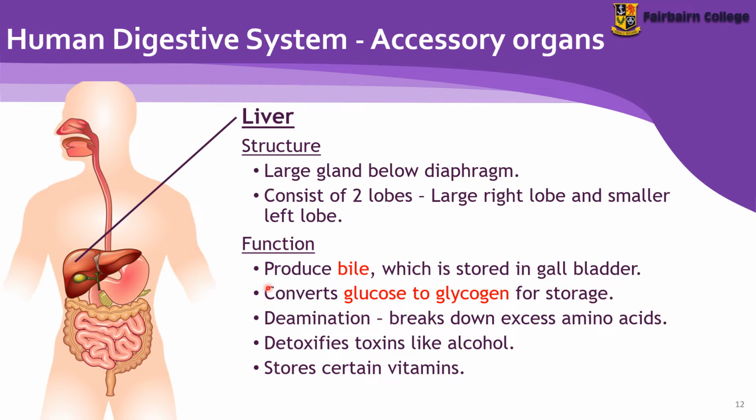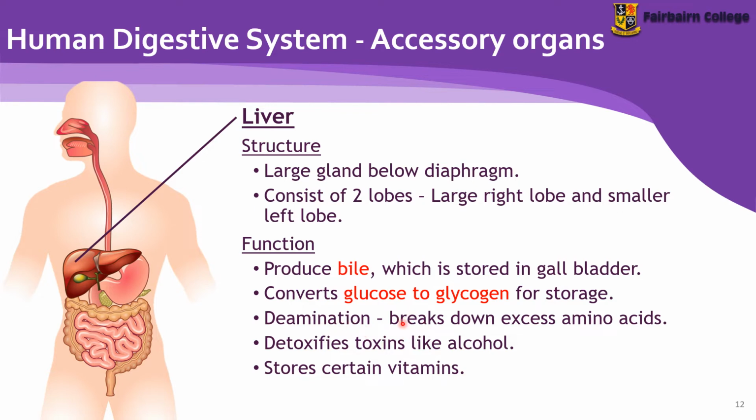Another important function that relates to the digestive system is the conversion of glucose to glycogen. Glucose is an important nutrient in the body. However, high amounts of glucose in the blood are very dangerous to humans. As a result, this glucose has to be converted to glycogen so it can be stored for later use.